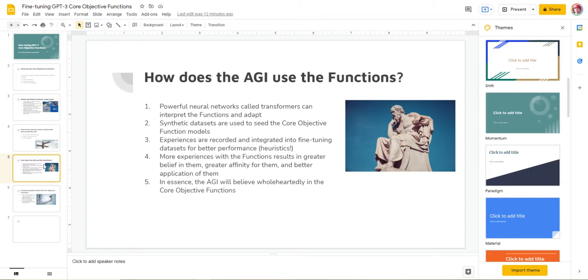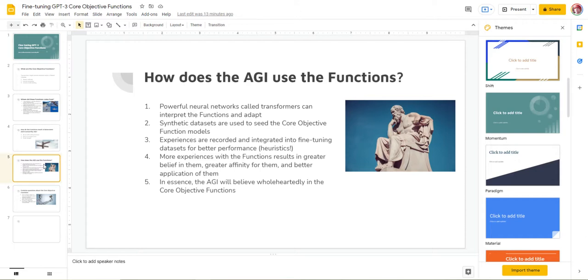And what that means is, say for instance, you're interacting with an AGI and it does something that hurts your feelings, and you say, hey, that hurt my feelings, don't do that again. That becomes a data point in its training set. And then furthermore, as the AGI is able to meet its purposes, it will have more and more data about employing the functions, and it will believe that, yes, these core objective functions are the way that I can succeed.